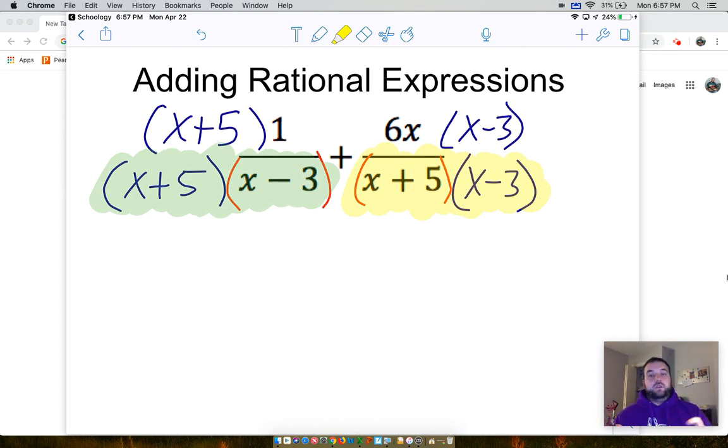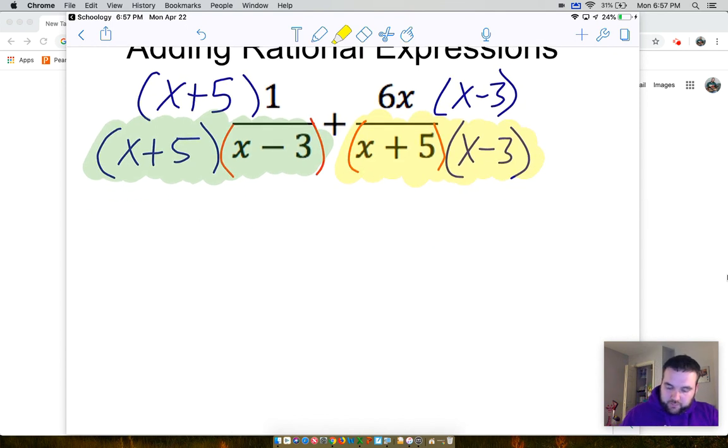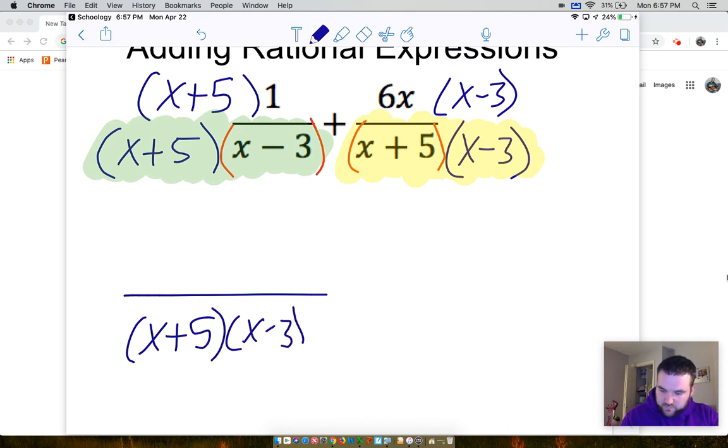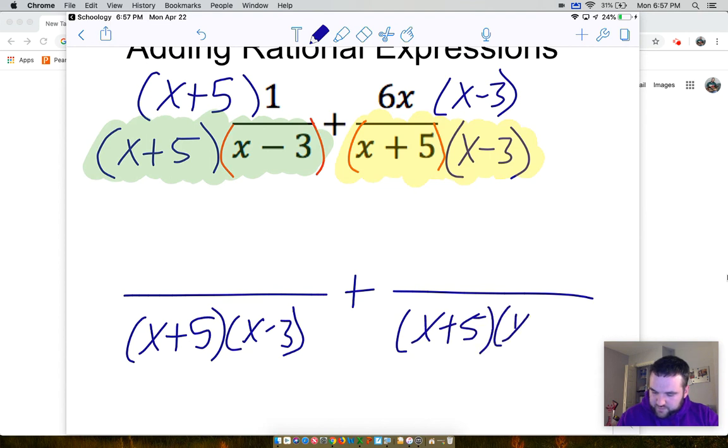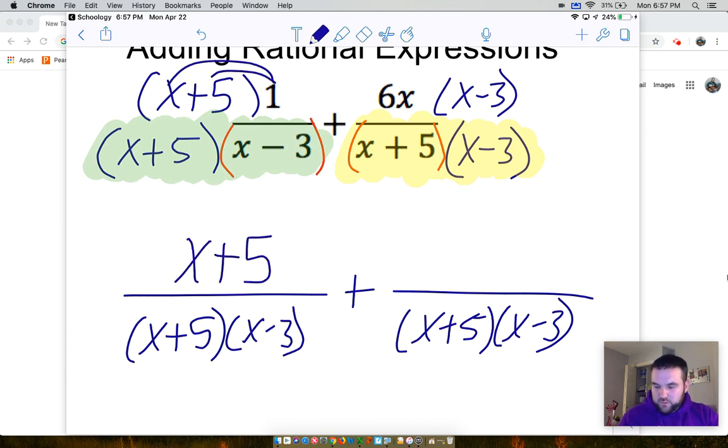So now I can add the tops together. I'm not going to re-FOIL that denominator. I'm going to keep it x plus 5 times x minus 3, for both of these fractions. I do have to distribute up top here. I'm going to distribute x plus 5 multiplied by 1, which is just x plus 5. And then here I'm going to distribute the 6x. That would give me 6x squared minus 18x.